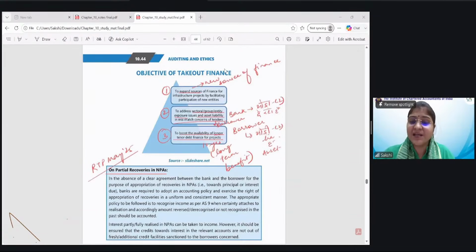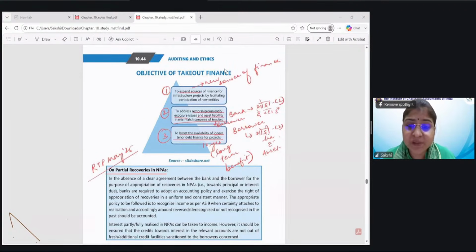Again, to address the sectoral group or entity exposure issues and asset liability mismatch concerns. Bank is giving you a little loan and you are utilizing it little. What used to happen earlier, just understand, if you take a loan of say 10 cr, you have this burden of paying 10 cr, but now there is little burden, you are taking little liability and you will be able to repay. So this mismatch of asset and liability, both from the bank's point of view and the borrower's point of view, is compensated, isn't it?